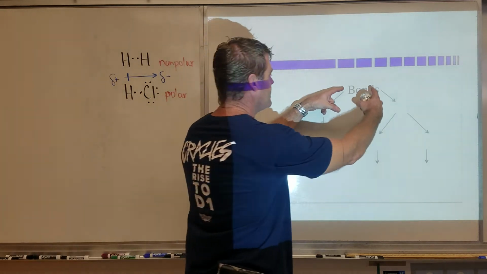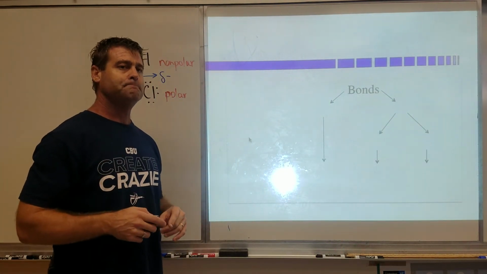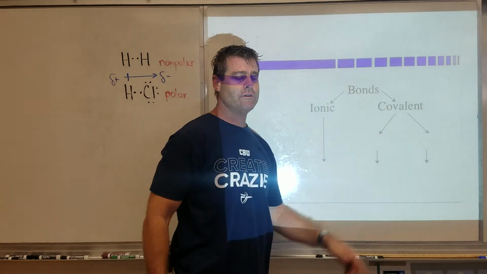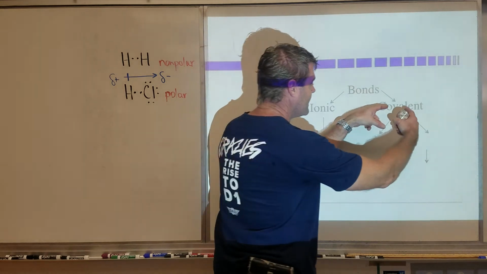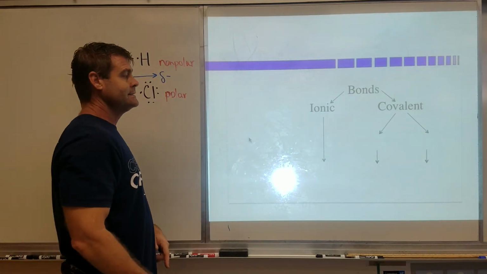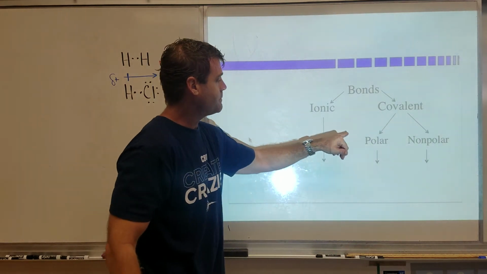And then you guys see 2 arrows come off of that. What kind of bonds do we have? 2 big categories of bonds, ionic and covalent. And now look at that covalent. We've got 2 coming off of covalent. Covalent bond could be either what or what, guys? Polar or nonpolar. So now how do we tell the difference between ionic, polar, and nonpolar?